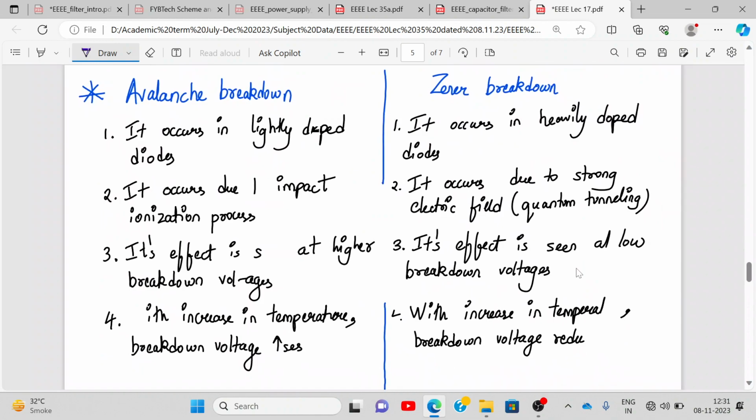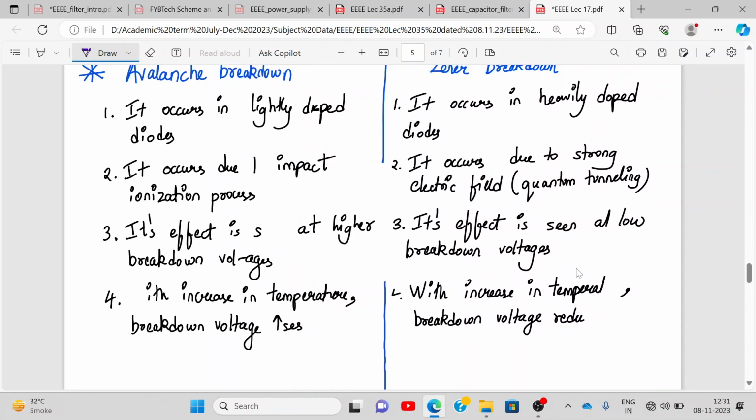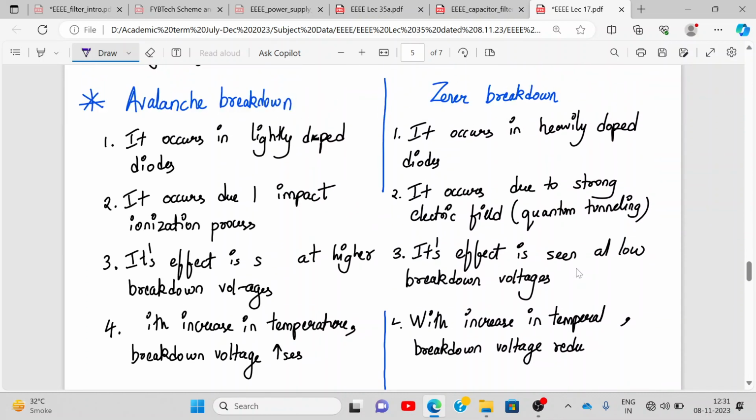This is a difference between avalanche and Zener breakdown. If they ask you in the exam, you can write a few different points. And also one more point is there: avalanche breakdown occurs in a PN junction diode and Zener breakdown occurs in a Zener diode.